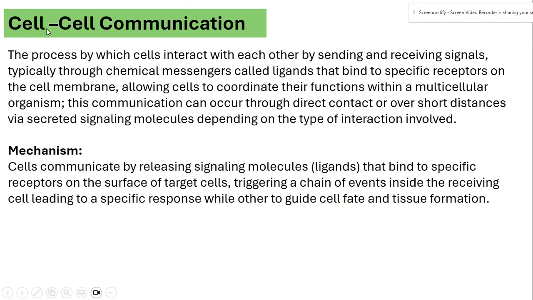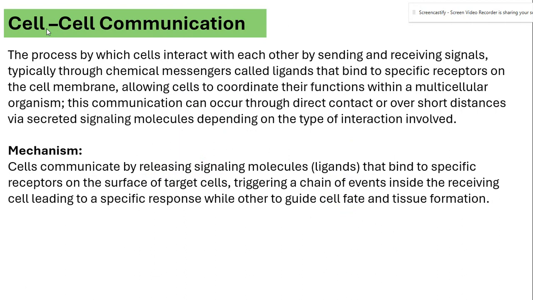Cell-to-cell communication, very important. This is the process by which cells interact with each other by sending and receiving signals, typically through chemical messengers called ligands that bind to specific receptors on the cell membrane, allowing cells to coordinate their functions within a multicellular organism. This communication can occur through direct contact or over short distances via secreted signaling molecules, depending on the type of interaction involved.